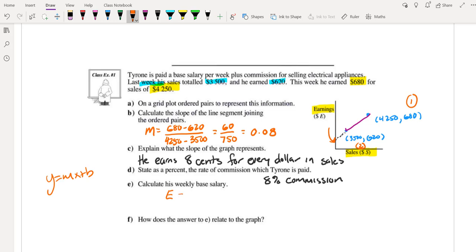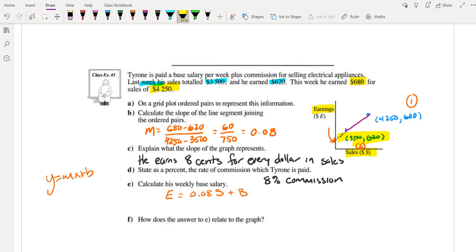Our slope is 8 cents, right? And then we have sales plus our y-intercept, which I'll leave as a b. Right? So we need to figure out what the value of b is. How do we do this? We simply plug in a point for e and s, and we can solve for b. Right? So I'll just take the first point here and plug it in.